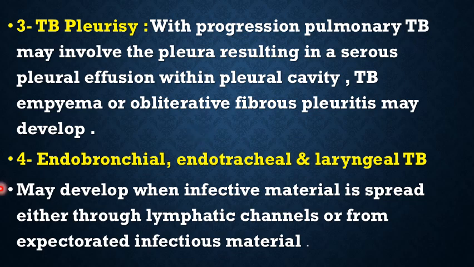Sometimes endobronchial, endotracheal, laryngeal TB, all these might be involved as a part of progressive tuberculosis, especially when there is infective material spreading either through lymphatics or from the expectorated infective material or cavitation, the erosion of the tuberculous cavity, the cavitary lesion inside the endobronchial, inside the tracheal, whatever, leading to the spreading of the infection to those organs.